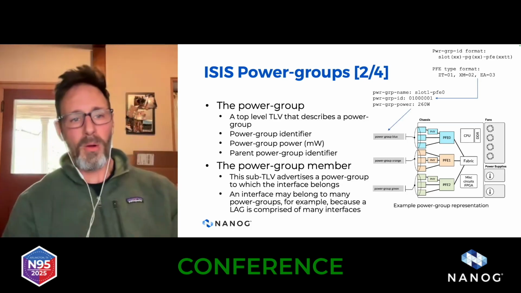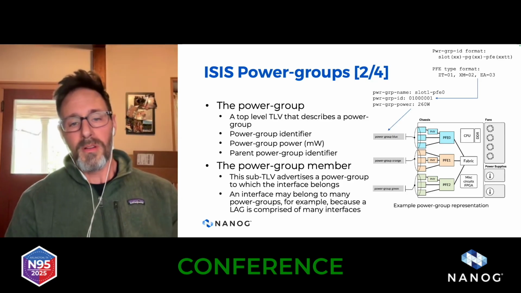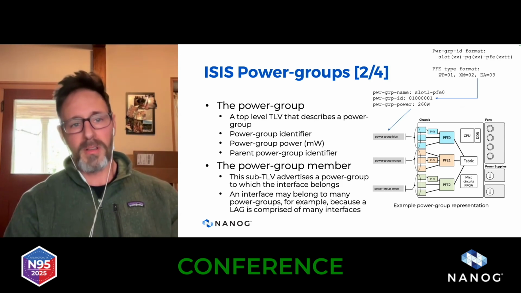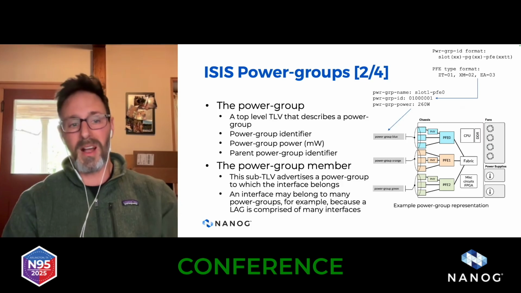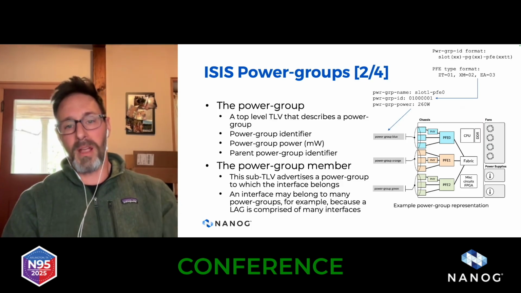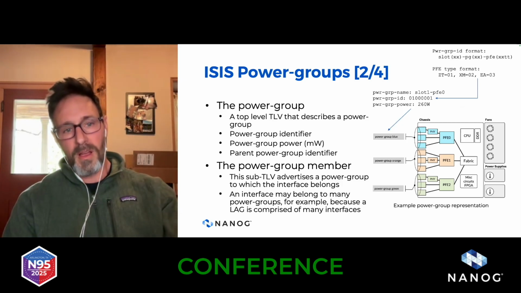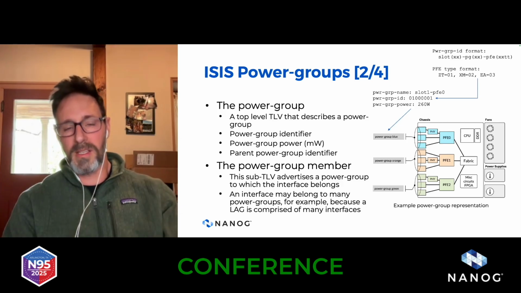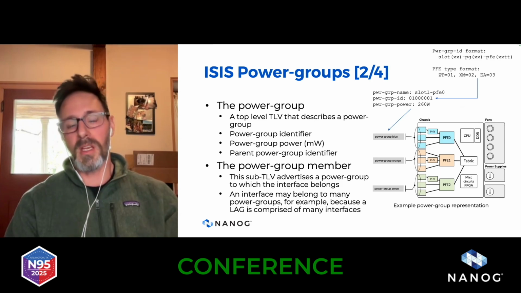So power group, it's a top-level TLV that just describes the group, right? If you're familiar with the other types of groups that I mentioned, this is nothing different. But along with the group comes an identifier and a power associated with that group. And we have some embedded hierarchy. So the group can be a member of a parent. And this idea of having the identifier, a power value, and a parent ID is what allows us to describe, in a very abstract way, that dependency chain.